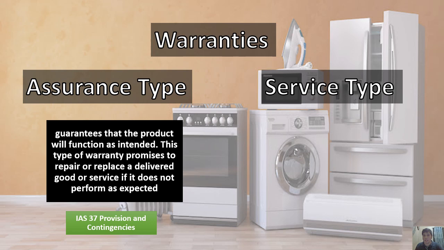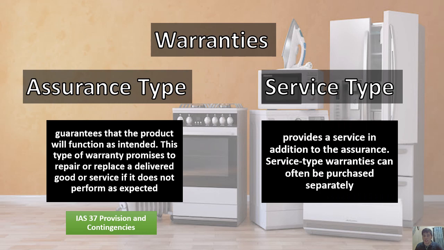Okay? So the other type of warranty is what we call service type warranty. Service type warranty is the counterpart of assurance type warranty. In service type warranties, it provides a service in addition to the assurance. Normally, service type warranties can often be purchased separately.